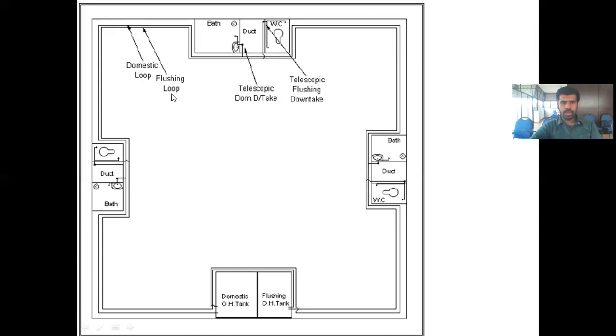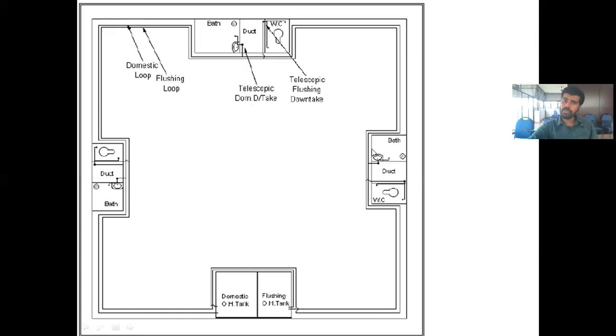Okay, so this is the domestic loop. This is the flushing loop. This is the telescopic flushing downtake. This is the telescopic domestic downtake. Okay, so downtake, telescopic downtake means the riser pipe. Riser pipe means the vertical pipe. Okay, so this is a looping system only.